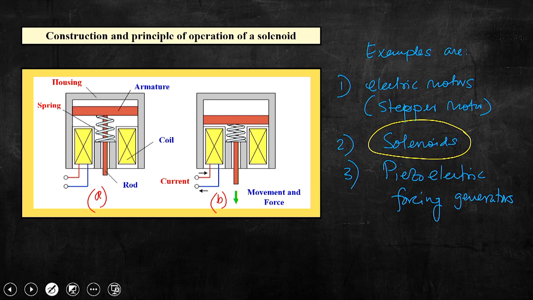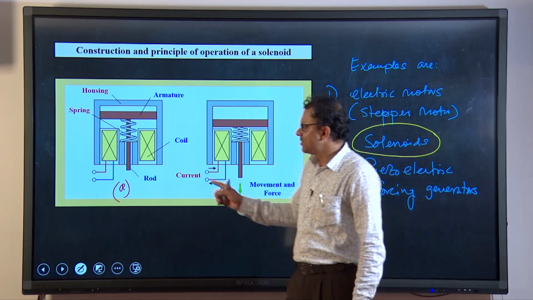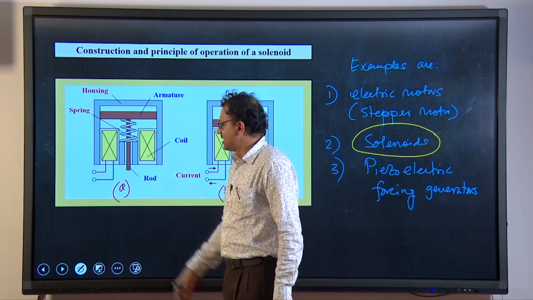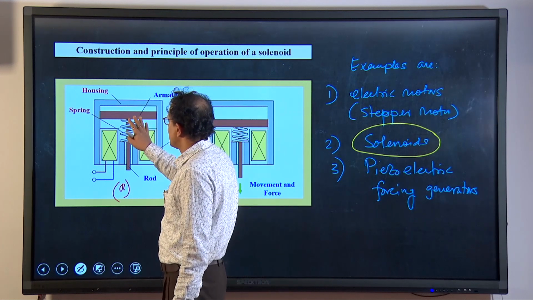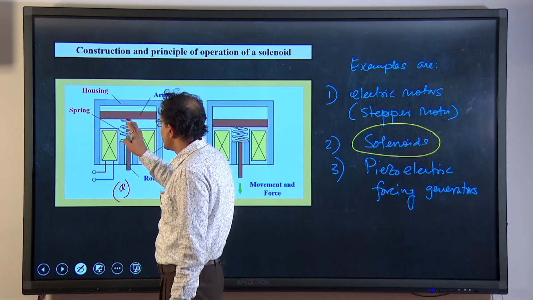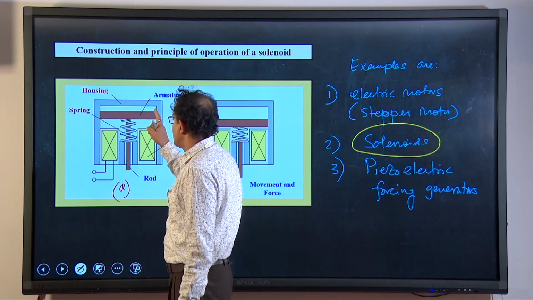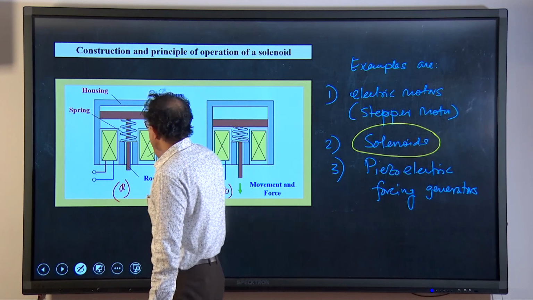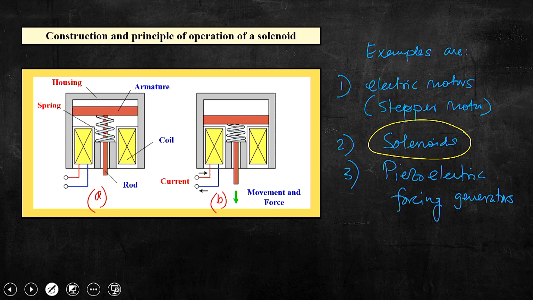So, let us first discuss the hardware, and then we shall discuss the operational procedure. If we look at schematic A, we can see the solenoid has a few components. It consists of a steel frame, which is ferromagnetic.